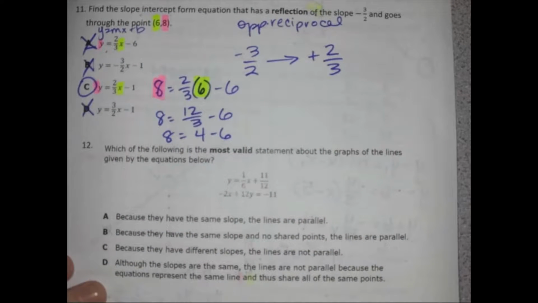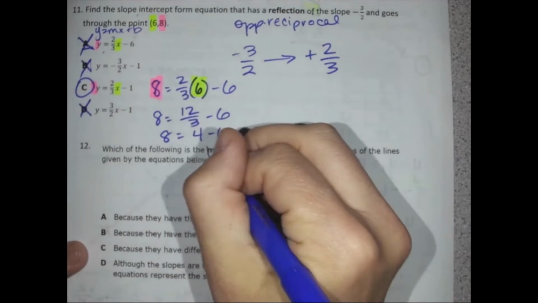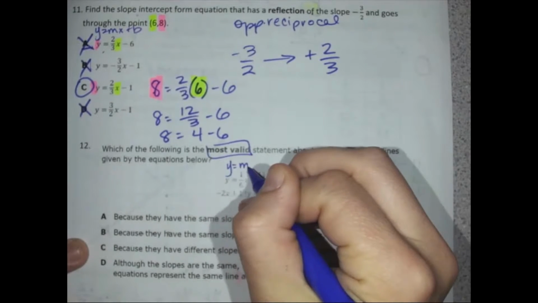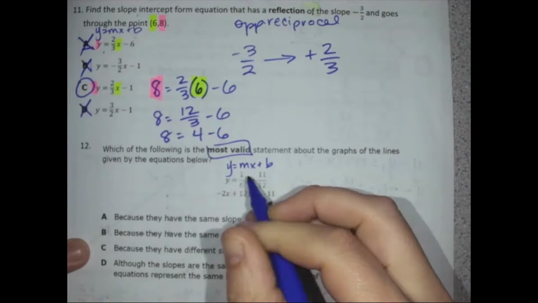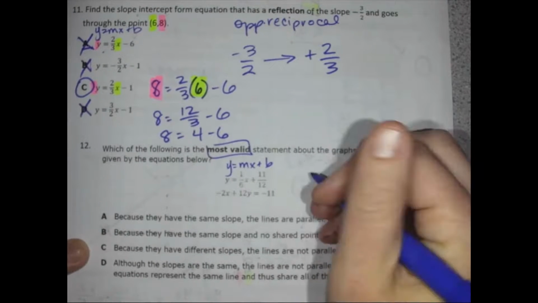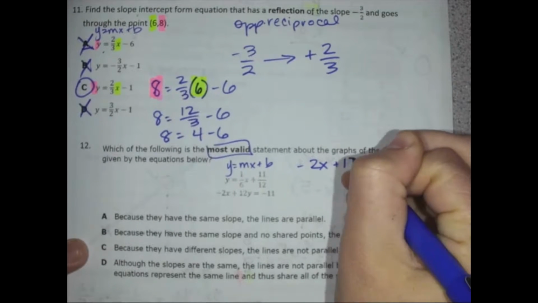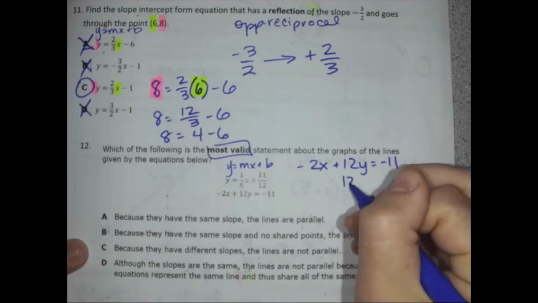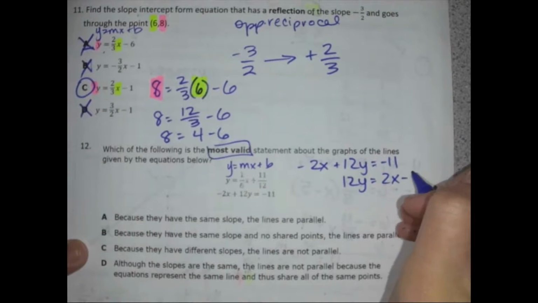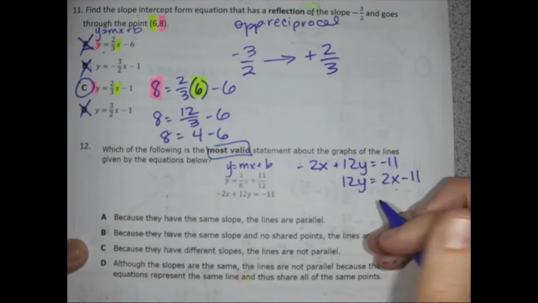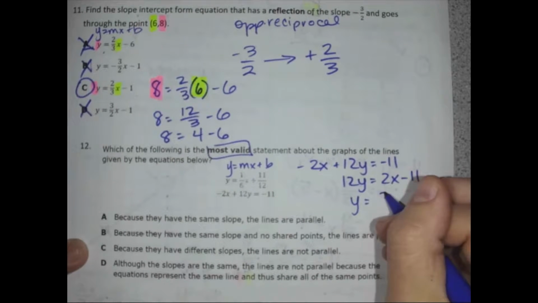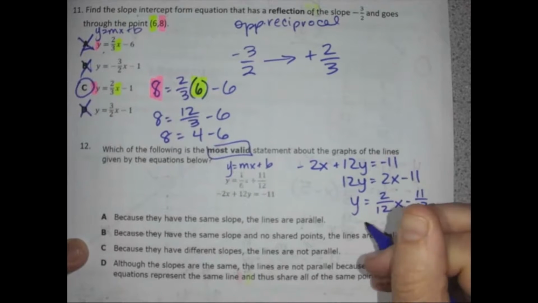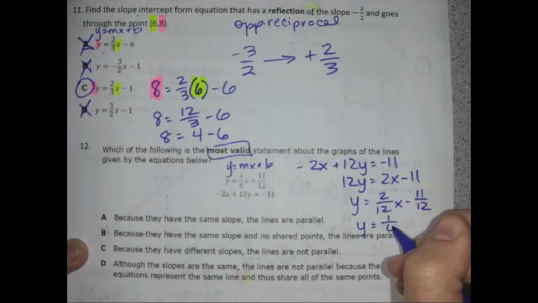Which of the following is the most valid statement? Well, y equals mx plus b. My slope is 1/6. Negative 2x plus 12y equals negative 11. I'm going to solve for y: 12y is equal to 2x minus 11. I move my 2x over, I divide by 12, and I'm going to simplify.